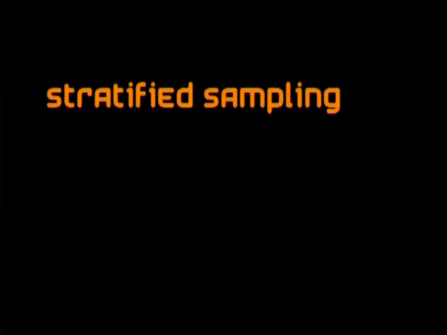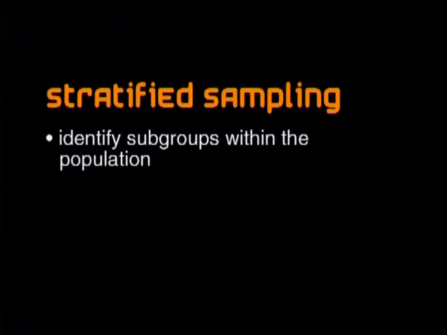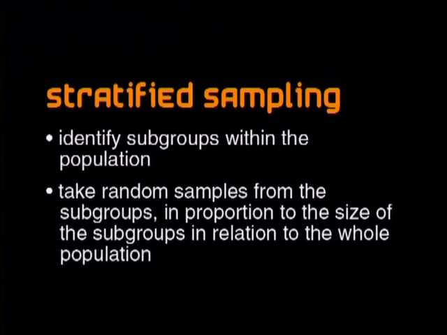Now, the third method of sampling is called stratified sampling. This method of sampling looks at subgroups within the population. Random samples are then taken from the subgroups, but in proportion to the size of the subgroups in relation to the whole population. Explain that more. Well, let me give you an example. Say 20% of your customers are teenagers. Break your sample population into teenagers and adults. Randomly sample each group.